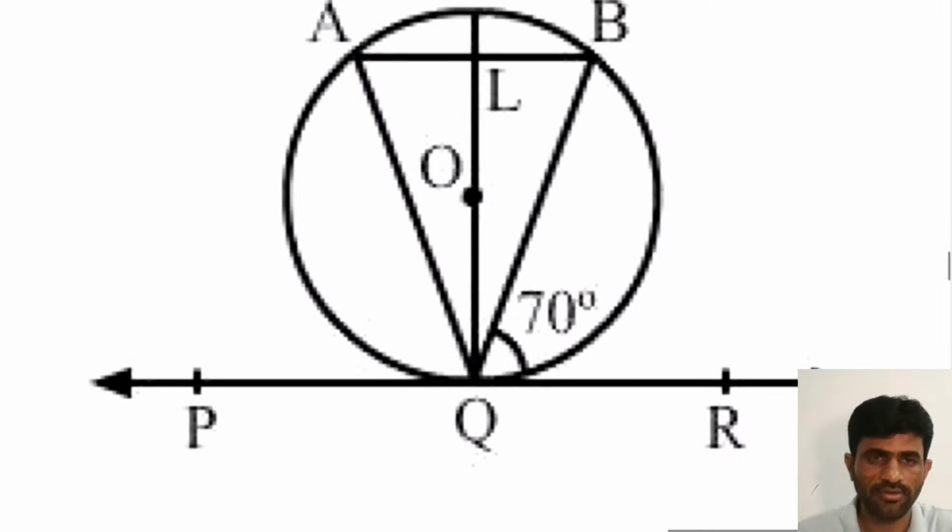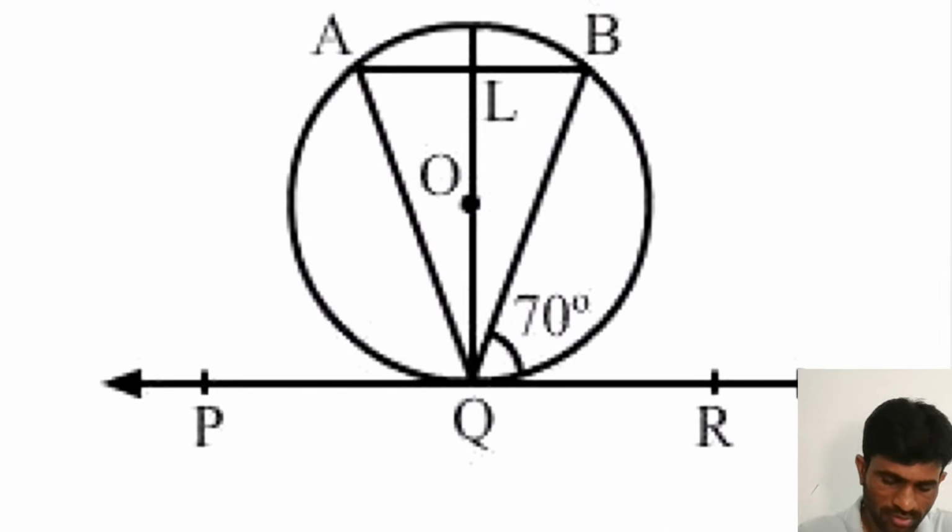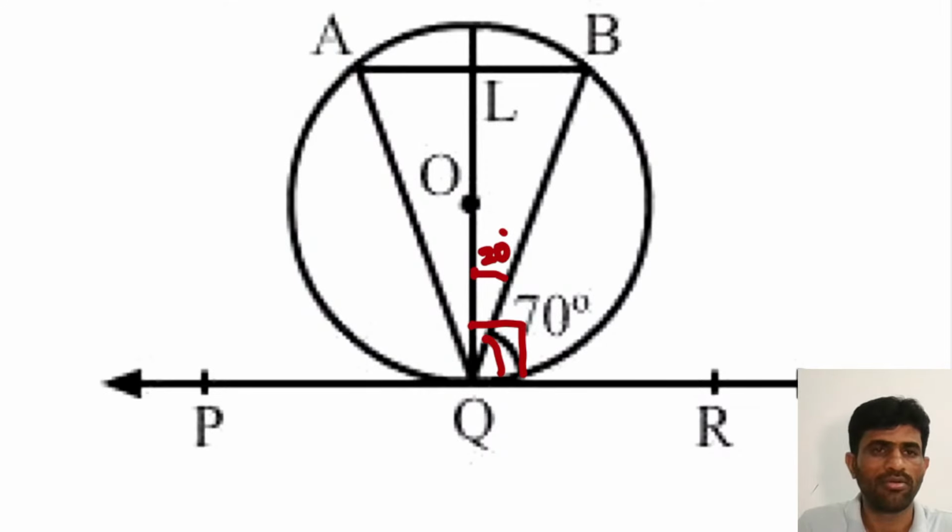Hope you can see this picture clearly now. This angle is 90 degrees, we know. And in that this angle is already 70 degrees. Outside this is 70, then inside it will be 20 here. And these two are parallel lines.